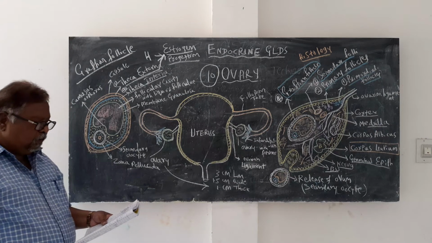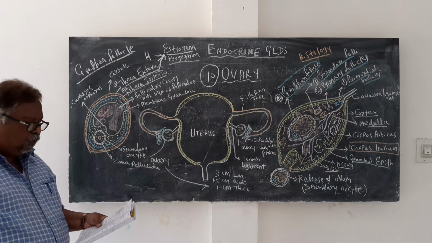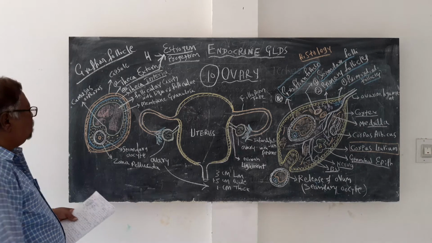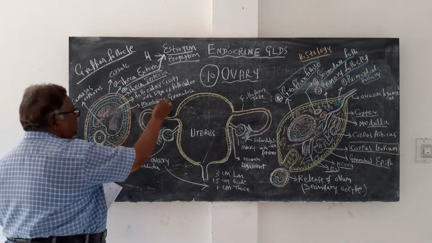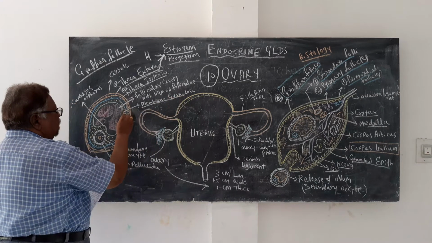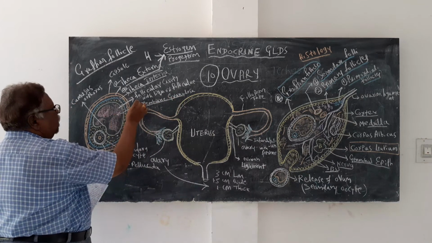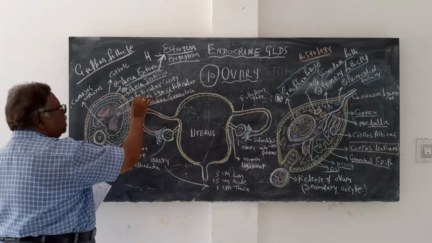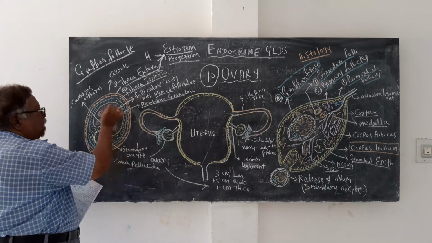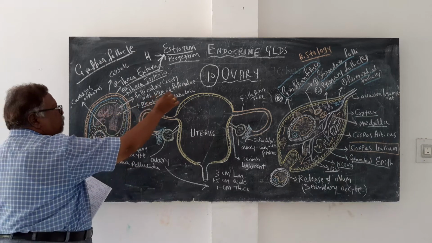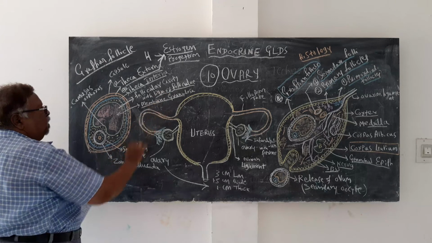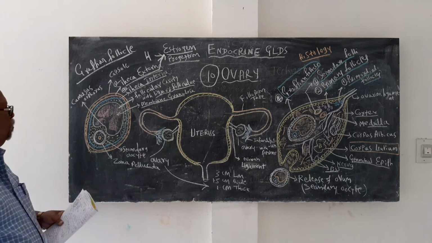The membrana granulosa cells secrete a fluid called liquor folliculi. These cells produce the follicular liquor, which is present in the follicular cavity. There is a cavity inside and the liquor folliculi, the follicular fluid, is there. This fluid is secreted by membrana granulosa cells.